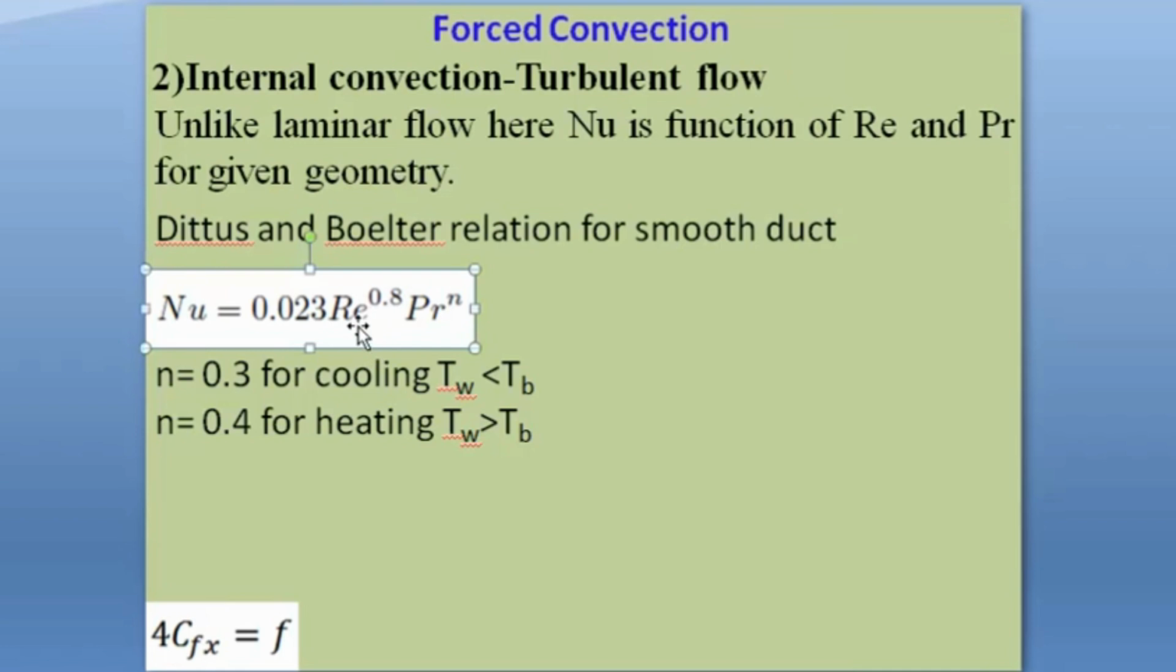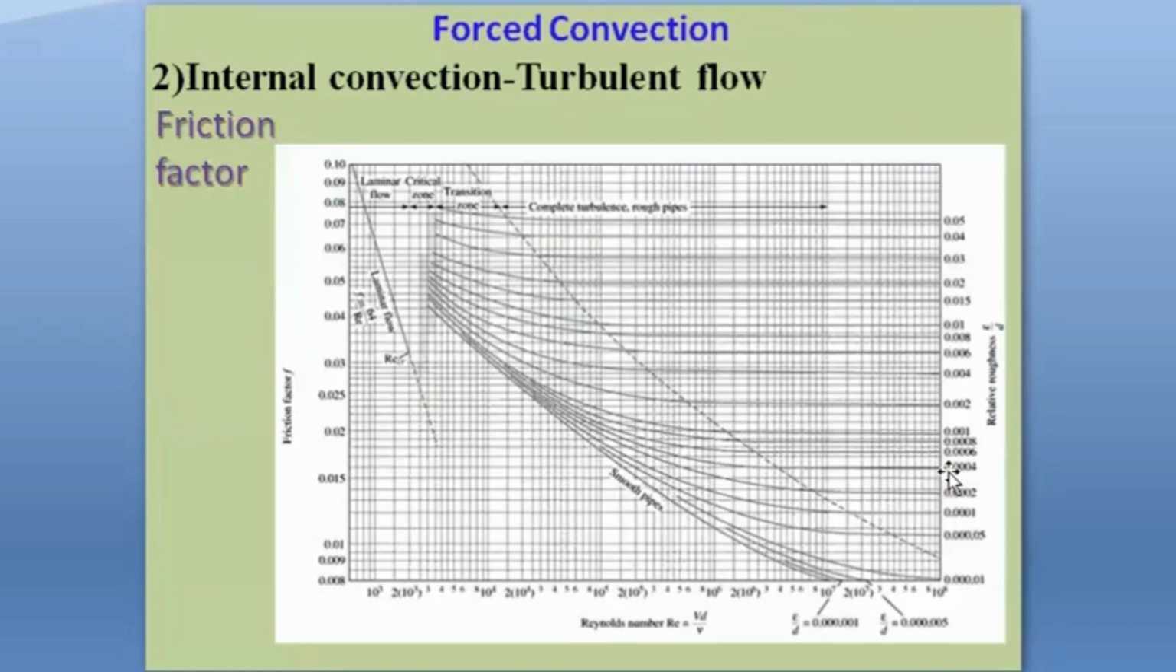Here it depends on what? Reynolds number and Prandtl number. It also depends on whether it is cooling or heating. So generally for a smooth duct, we use the Dittus-Boelter relation, for heating and cooling. And this is the friction factor, you can calculate from the Moody chart.